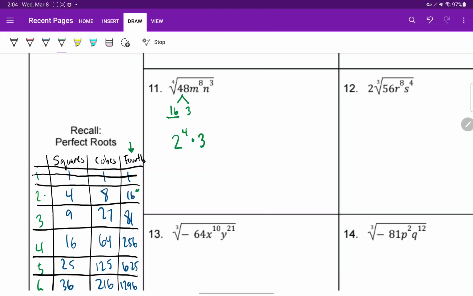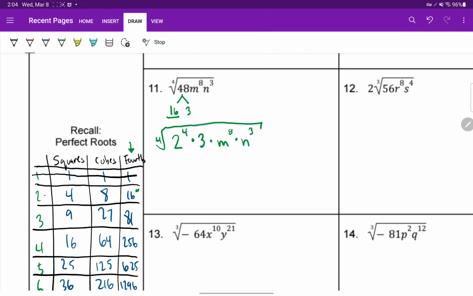Now, my m has a power of 8, which is already a multiple of 4, so I'm not going to do anything to that. My n, however, is not. But with the n to the 3rd, it's impossible for me to make that a 4, so I'm just going to leave that alone. I'm now going to take my radical 4th root over it.